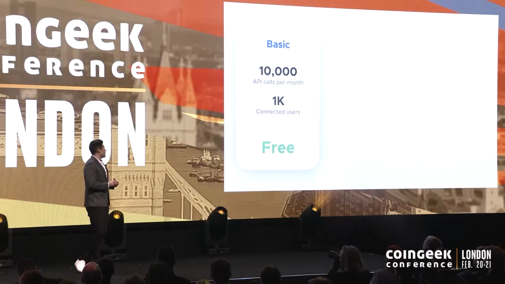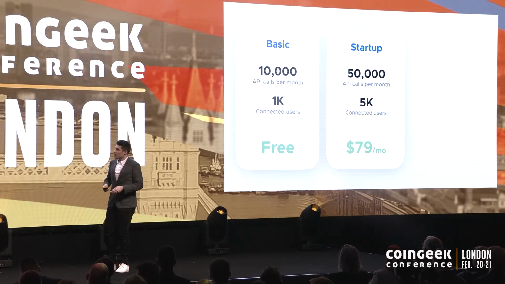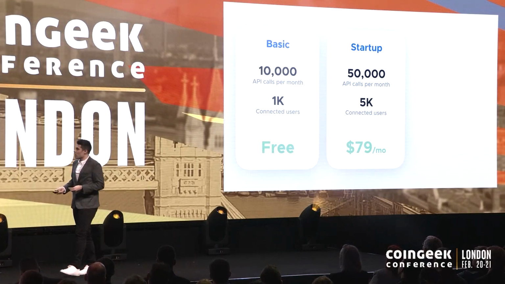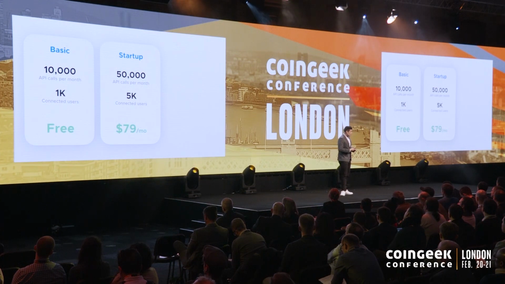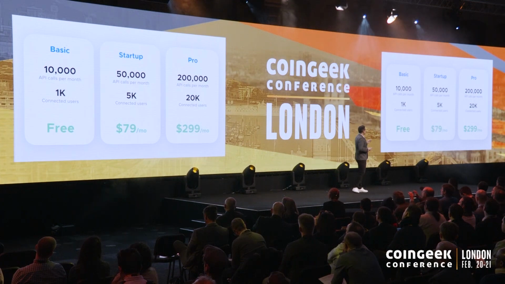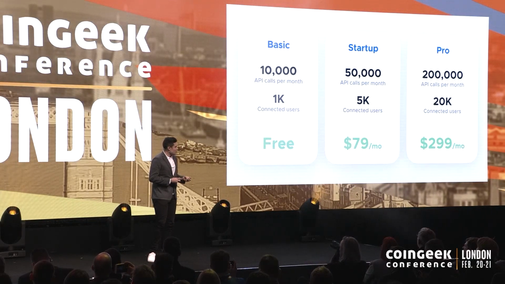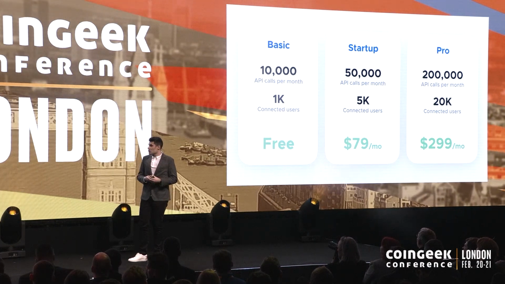So fast, for the pricing plans of Connect, you can launch your app and start building it for free, up to 1,000 users and 10,000 API calls per month. If you're gaining some traction, for just $79 per month, you can have up to 5,000 connected users and 50,000 API calls. And if you're really killing it, and you get to up to 20,000 connected users and 200,000 API calls per month, it's just $2.99 per month.